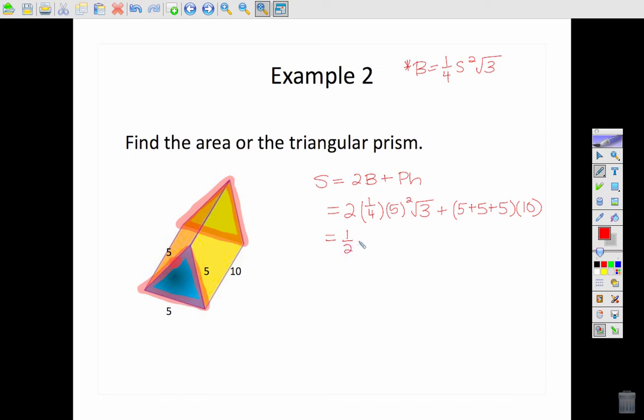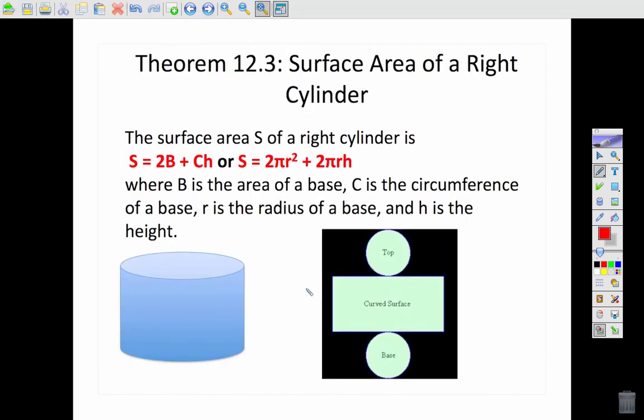So I start multiplying. I get 2 times a fourth is 1/2. 5 squared is 25 times the square root of 3, plus I have 15 here, so 15 times 10 is 150. And if I go ahead and just type that into my calculator, I get 171.65 square units. And that's it for example 2.